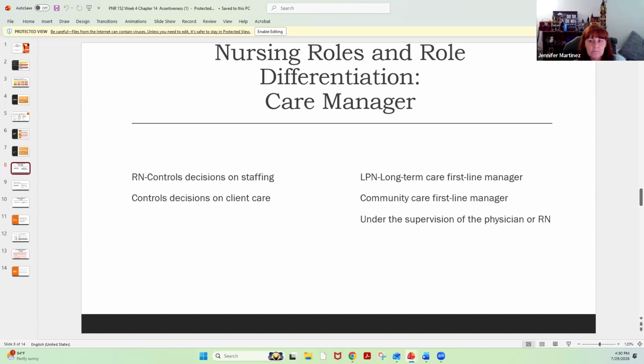LPN, you are in a long-term care facility or even in other community settings, you guys are first line managers. All right. So most LPNs will be charge nurses in a long-term care facility. The facility I work at for the long-term care side, the assistant director of nursing is an LPN. So there are management opportunities for you guys as well. Again, you'll work under the supervision of the RN or the physician.